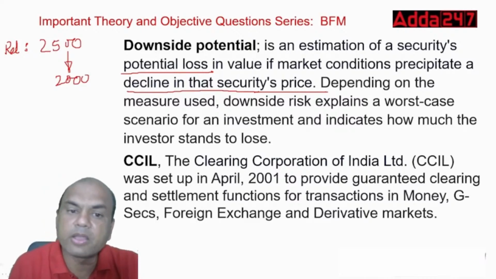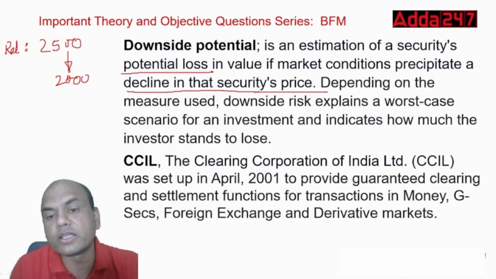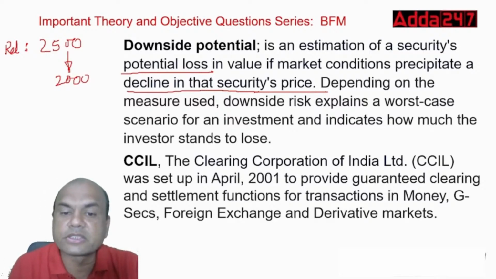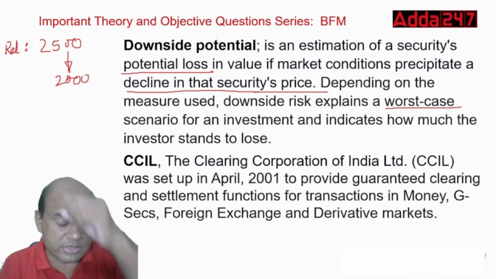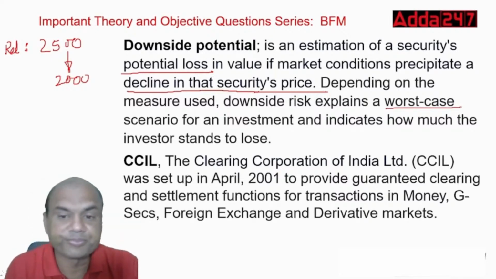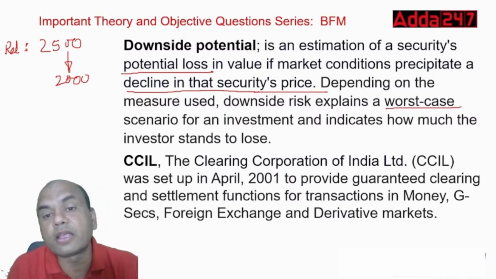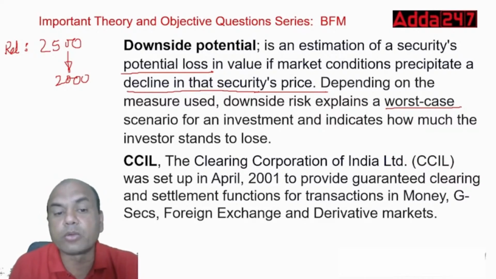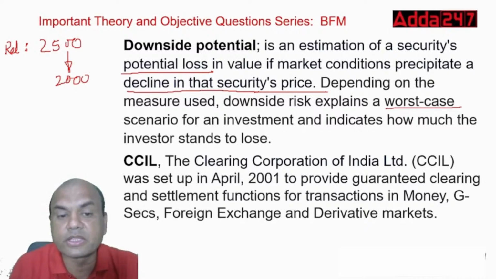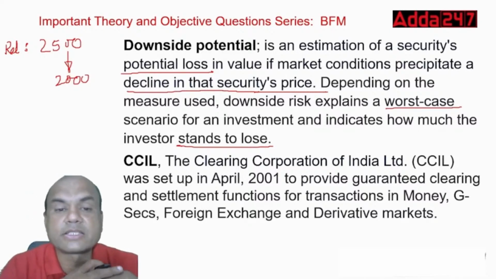Depending on the measures used, downside risk explains a worst case scenario for an investment and indicates how much the investor stands to lose. Worst case scenario means what is the lowest level this stock or this bond can go down to. Worst case scenario is always taken into account by any company doing a conservative investment. It indicates how much the investor will lose if the Reliance share goes down.